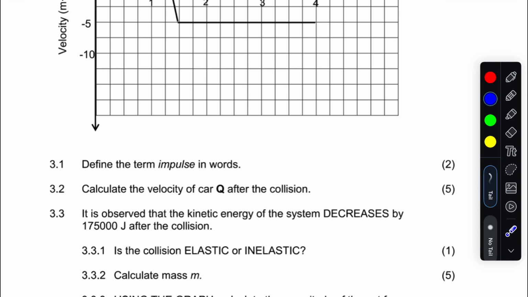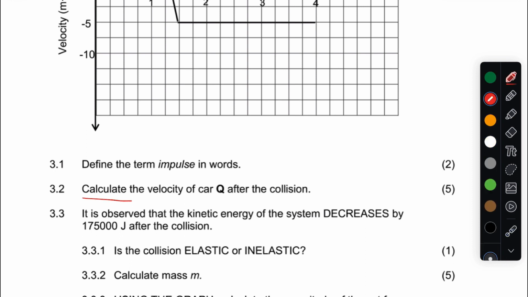Now let's answer the questions. Question number 1, it says define the term impulse. Guys, it's very important to define everything according to an exam guideline. When we talk about the impulse, we're talking about the product of the resultant force or net force acting on an object, and the time the resultant force or the net force acts on the object. Guys, strictly exam guideline when it comes to that.